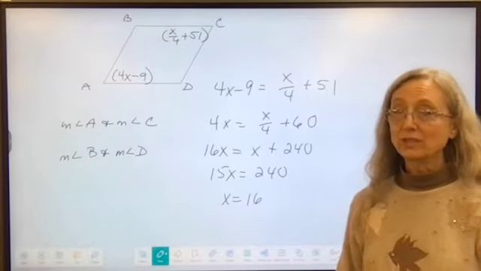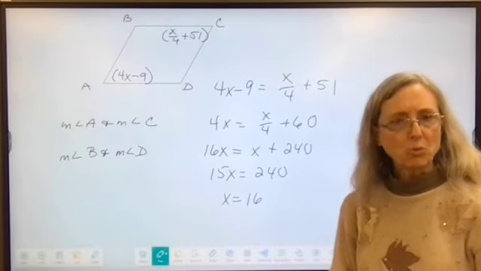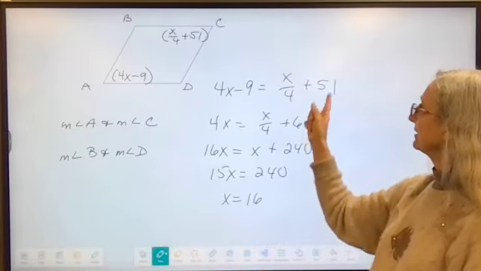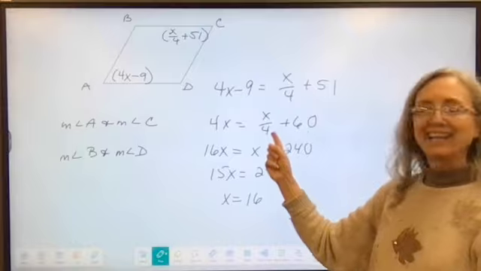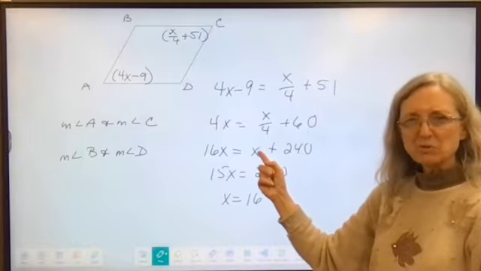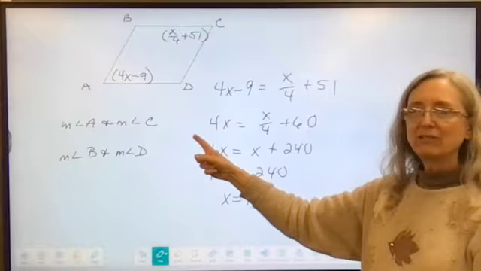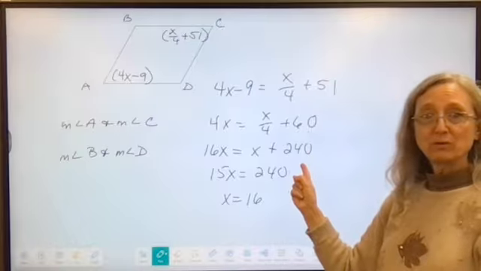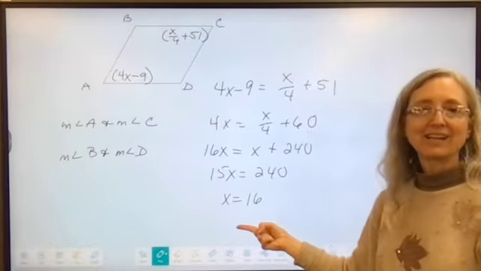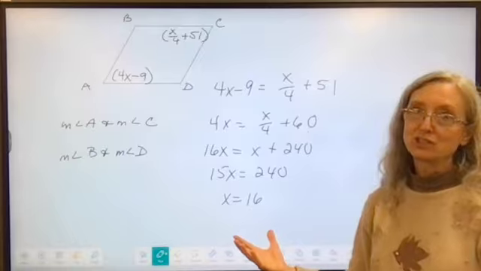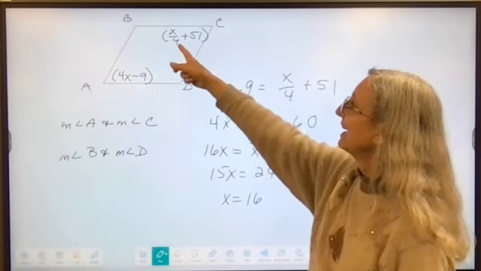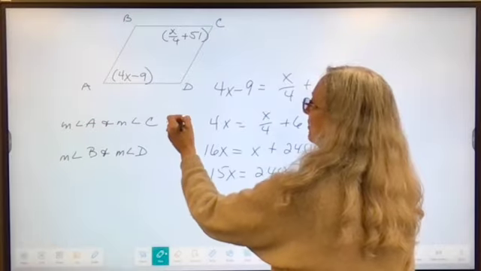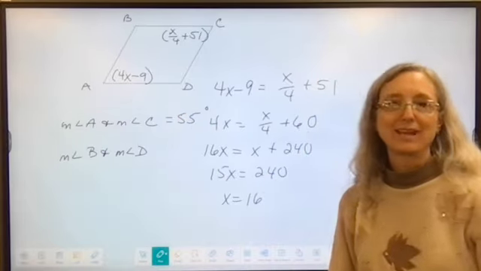Okay, this one was a little bit tricky because we had x over 4, so I'll walk through how I solved it and see if that helps. I set it up here and I added 9, so 51 plus 9 is 60. And I didn't want to subtract 1/4. I just didn't want to do it. So I multiplied everything by 4. This became 16x, this became 1x, and this became 240. And then I solved for x and I got x equals 16. That's much easier to deal with. Now when I plugged that in, 16 divided by 4 is 4, plus 51, I got that these are 55 degrees. And that's the correct answer.